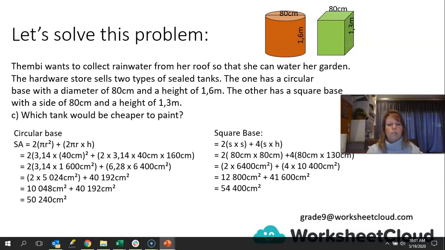So which one is going to be cheaper to paint? It's going to be the circular based one this time. That's going to be cheaper to paint. Why? Because it's got a smaller surface area. So that would be your explanation, because this has a smaller surface area.